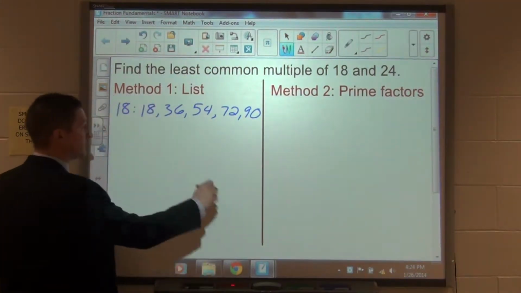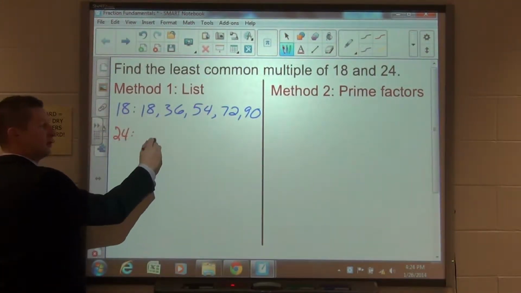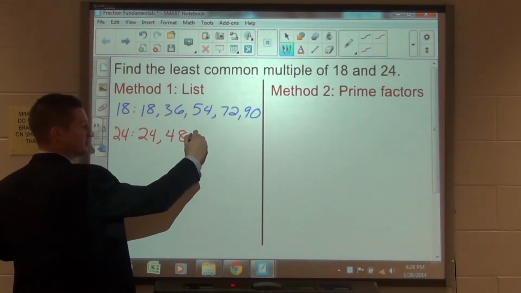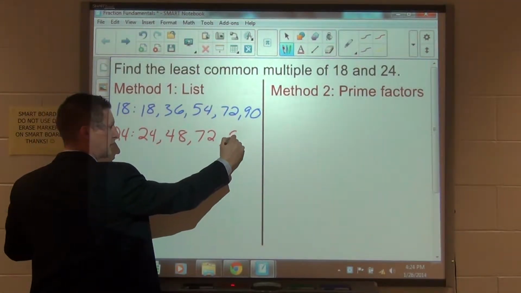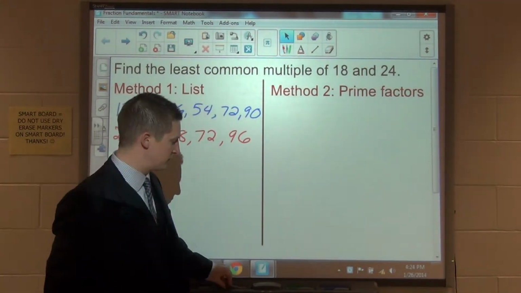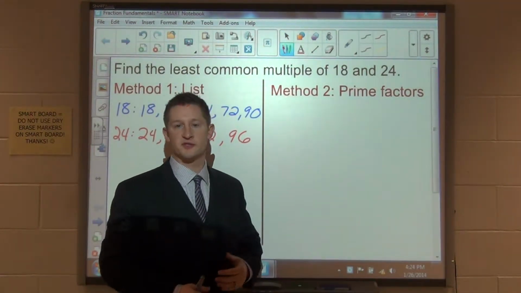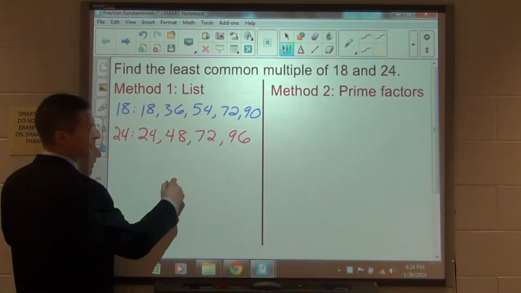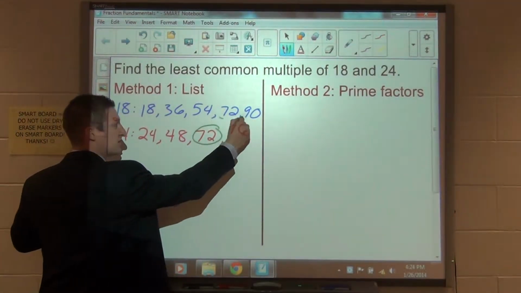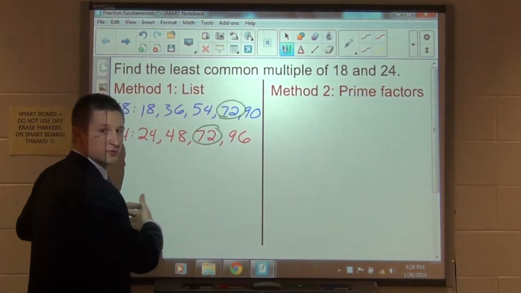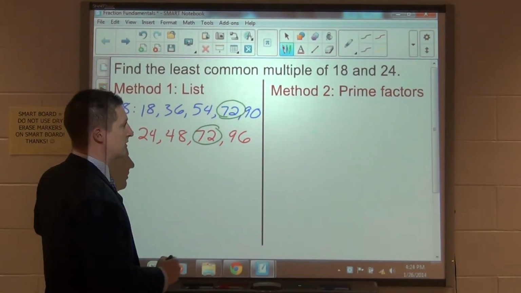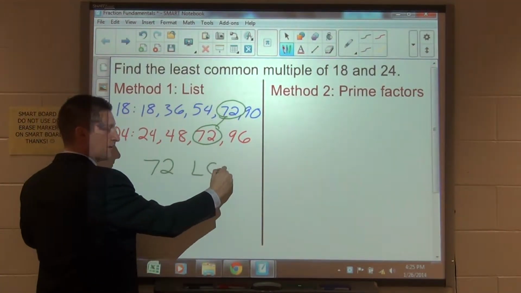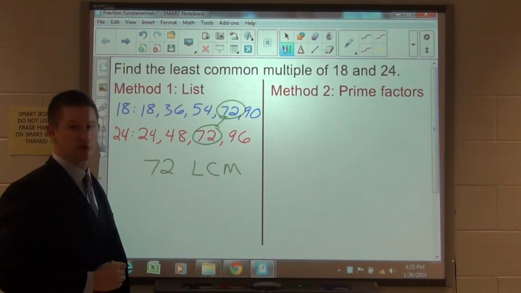For the number 24, the multiples are 24, 48, 72, 96. Now, we could keep going with both of these numbers. We're going to stop there because we see that they share a common multiple of 72. And this is the first multiple that shows up as we list all of the multiples of each number. Therefore, 72 would be the least common multiple of 18 and 24.